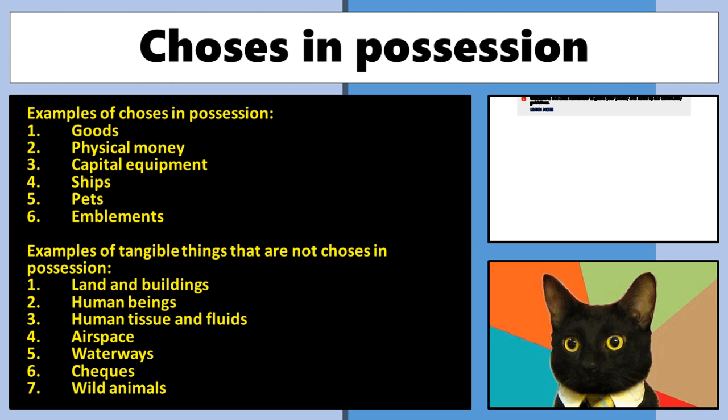But anyway, other things that are not a chosen possession are checks. You guys know what checks are. We'll talk about them in week 12, I think. A check is an order or an instruction for a bank to pay money from your account to some person who cashes that check or banks that check. And wild animals can't be possessed. All right, that's the first one.